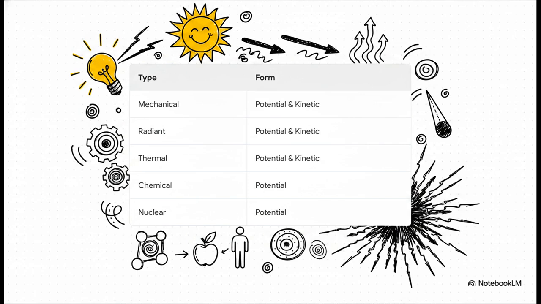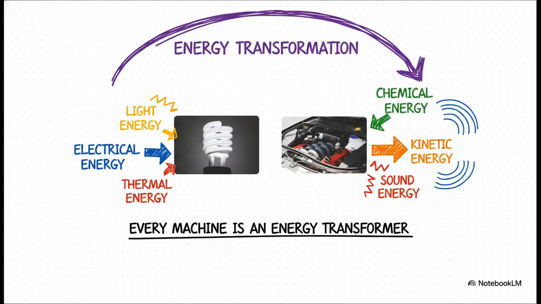Think about the food you eat. And nuclear energy is that immense potential energy trapped between protons and neutrons inside atomic nuclei. It's an incredibly diverse family tree of energy. But here's the cool part. Energy doesn't just sit there, it shapeshifts. Take a standard light bulb.